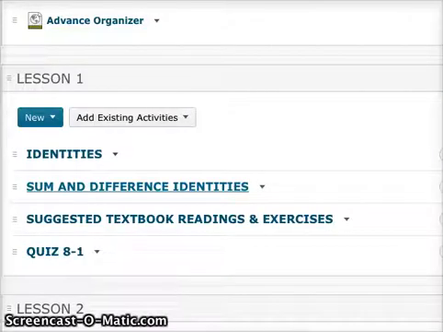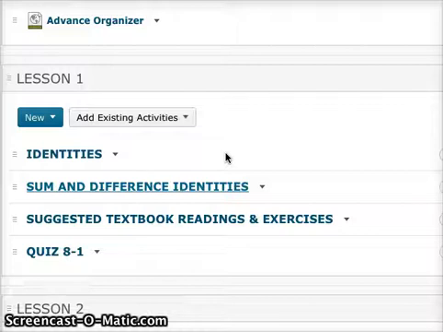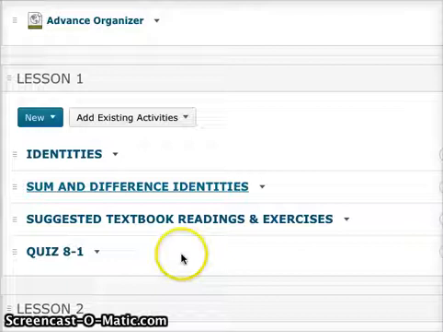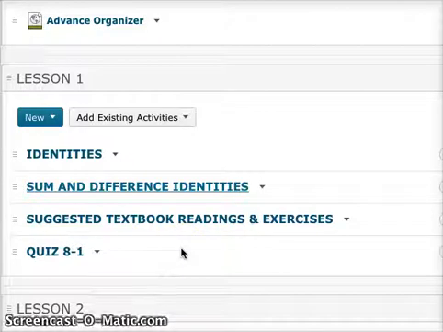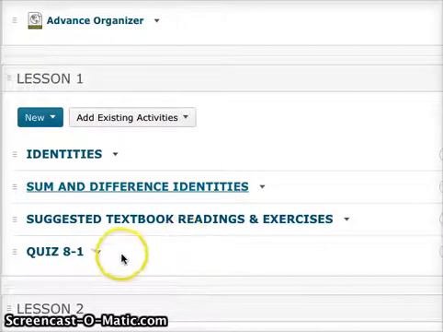So in lesson 1, you know, more about identities, how to work with identities, and how to prove identities. You have the sum and difference identities. These are key right here. It's worth knowing them. And then you have the readings and exercises. And try to remember, folks, again, this is the minimum amount of reading and the minimum amount of exercises. I would make sure that you just remember that. And you have this quiz, 8.1.